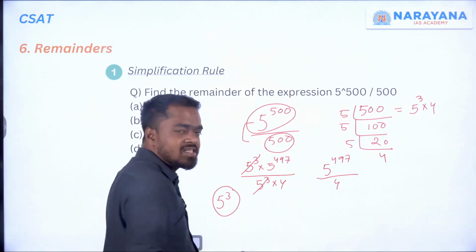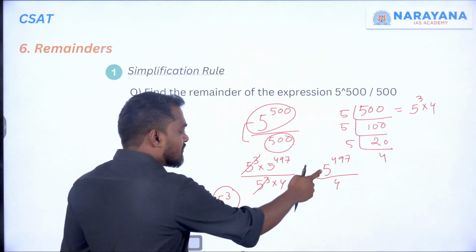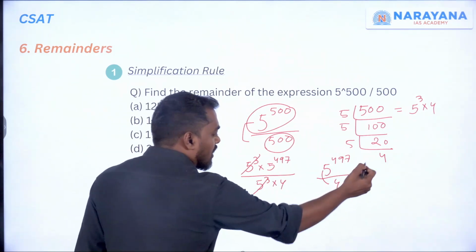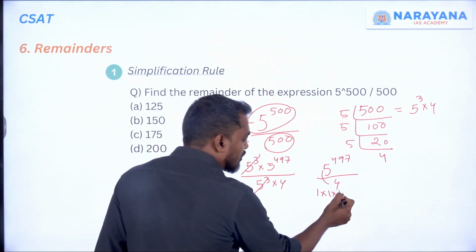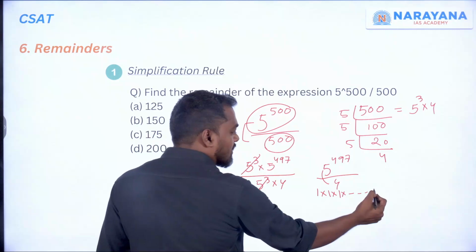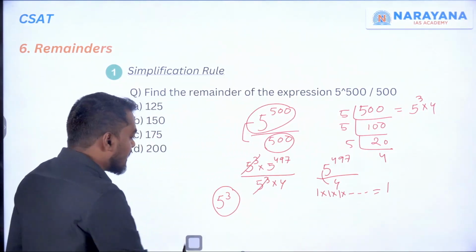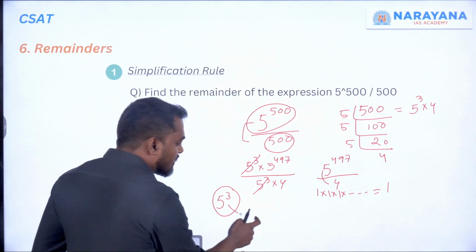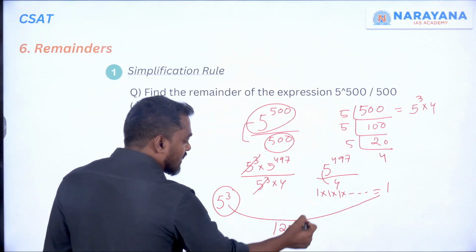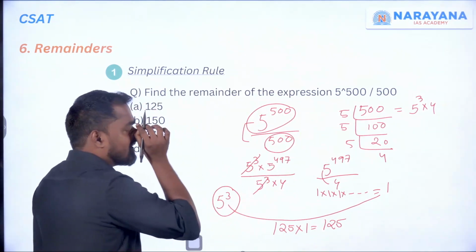5 to the power 497 is nothing but you are multiplying 5 497 times. So if you divide 5 with 4, what is the remainder? 1. So in all the cases, 1 into 1 into 1 up to 497 times. So for this expression, what is the remainder? 1 multiplied with 1, that is 1 is your remainder. And you have taken this 5 cube separately. So multiply these two. 5 cube is nothing but 125 into 1. That is your remainder.